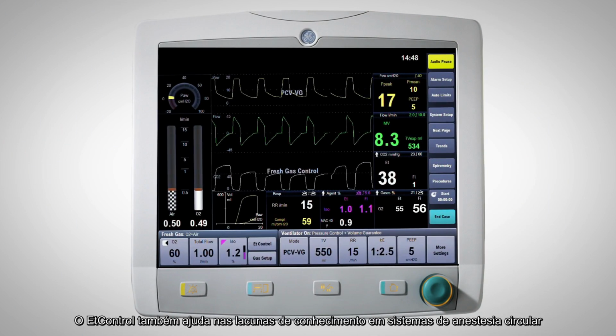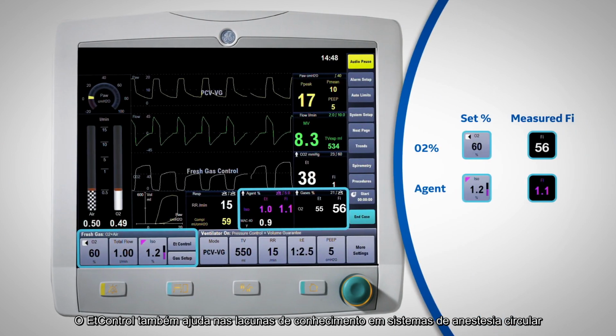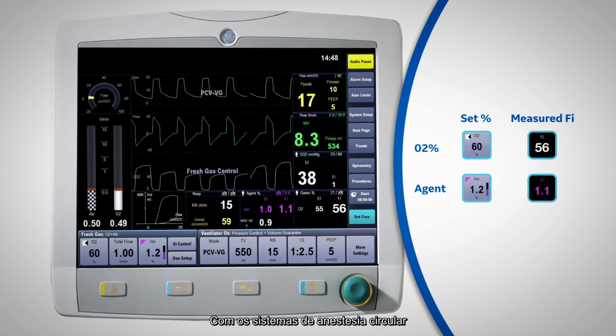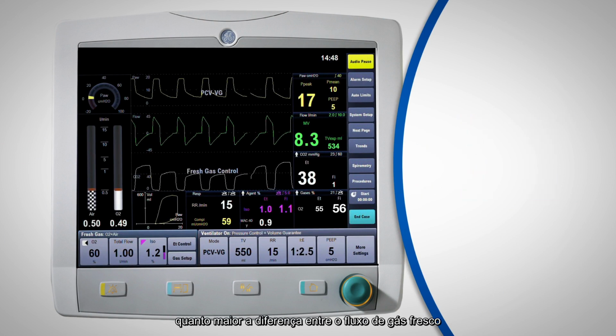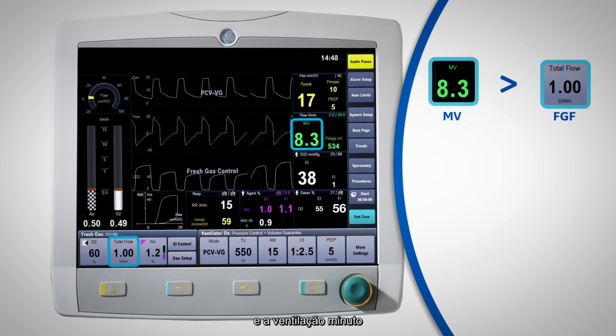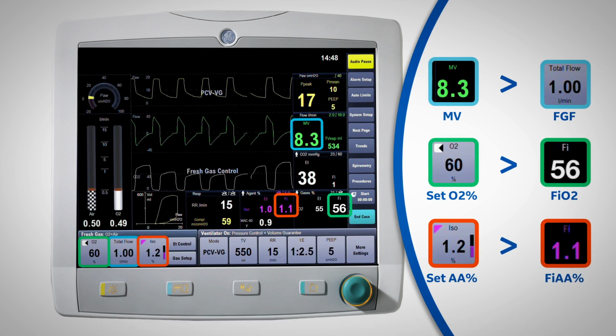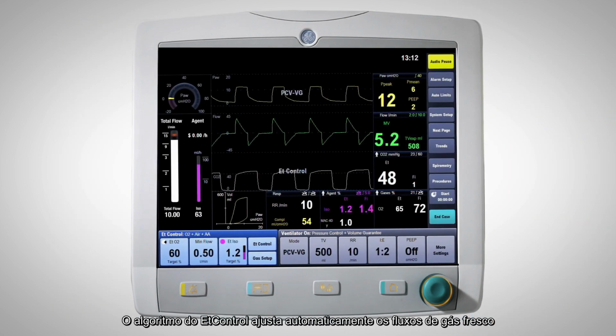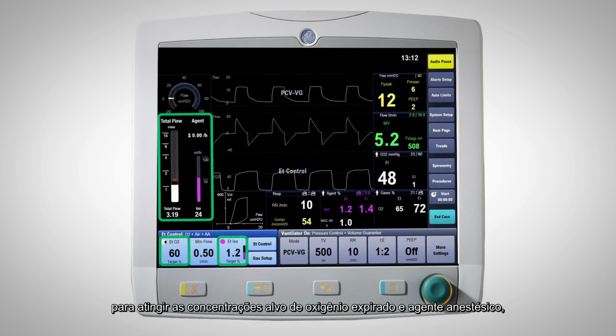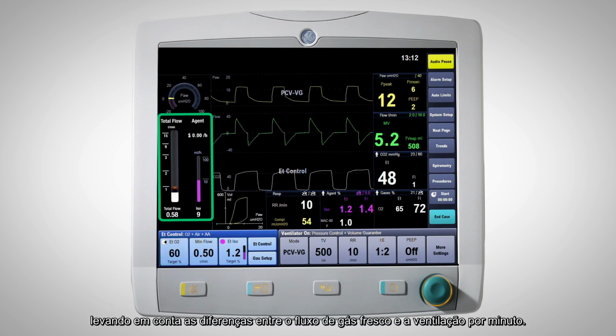End tidal control also helps with knowledge gaps in circle anesthesia systems due to the dilution effect of rebreathing. With circle anesthesia systems, the greater the difference between fresh gas flow and minute ventilation, the greater the difference in set versus delivered concentrations of agent and oxygen. The end tidal control algorithm automatically adjusts the fresh gas flows to meet the targeted end tidal oxygen and anesthetic agent concentrations, taking into account the differences between the fresh gas flow and minute ventilation.